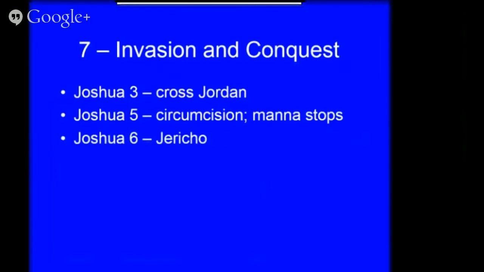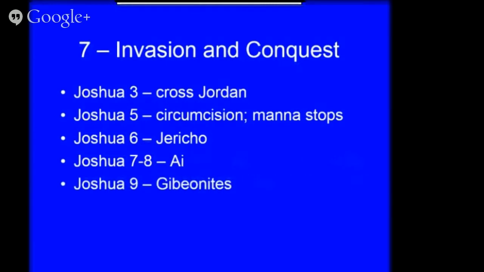So in chapter 6, they go in to take Jericho, marching around the city. Everything looks great. Then in chapter 7, they go in to take Ai, a small town, nothing to it, and have major problems. So they take Ai in chapter 8. Then in chapter 9, they make this covenant with the Gibeonites. They were tricked into this covenant. It's an important event as you start into the invasion and conquest.